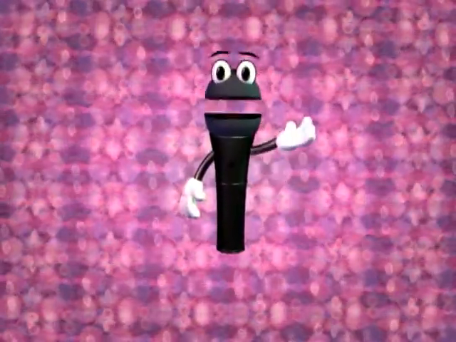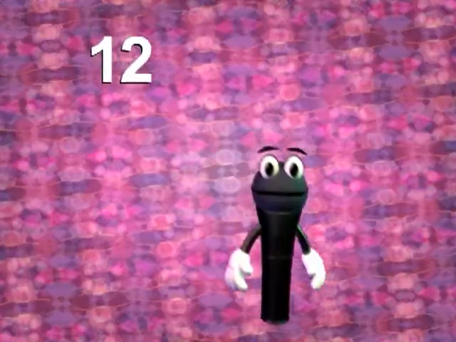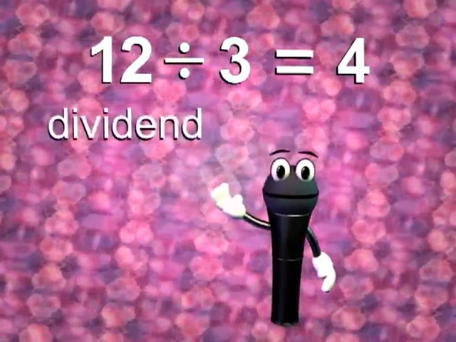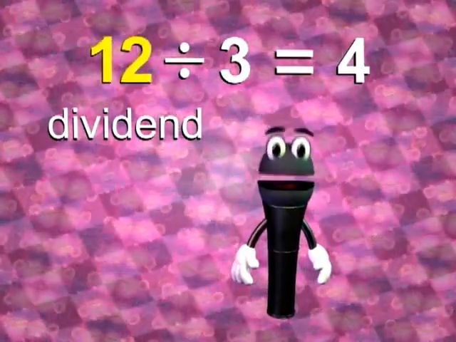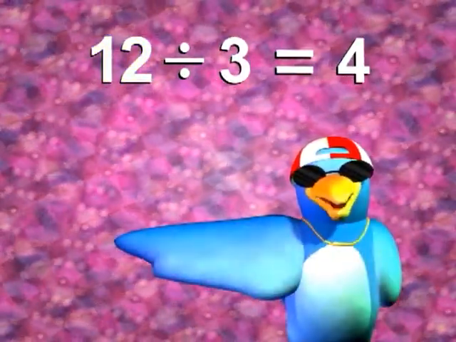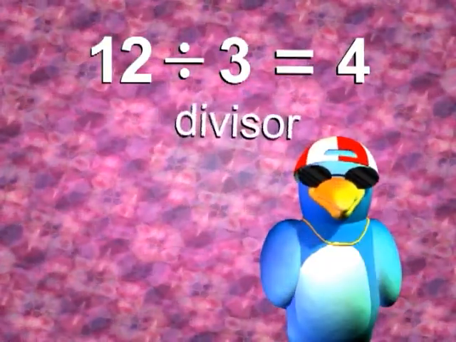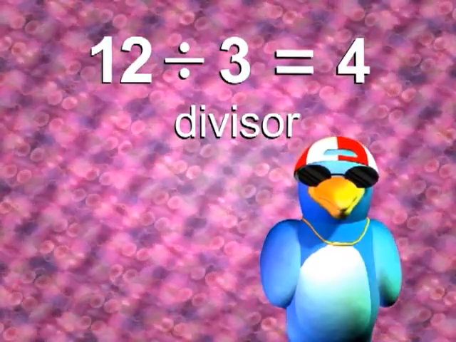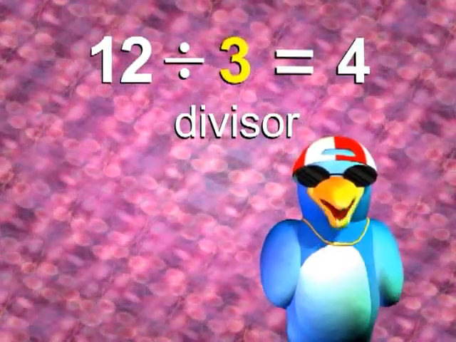The parts of a division problem have special names. The number you are dividing is called the dividend. In this example, 12 is the dividend. The number you are dividing by is called the divisor. So in this example, the divisor would be 3.